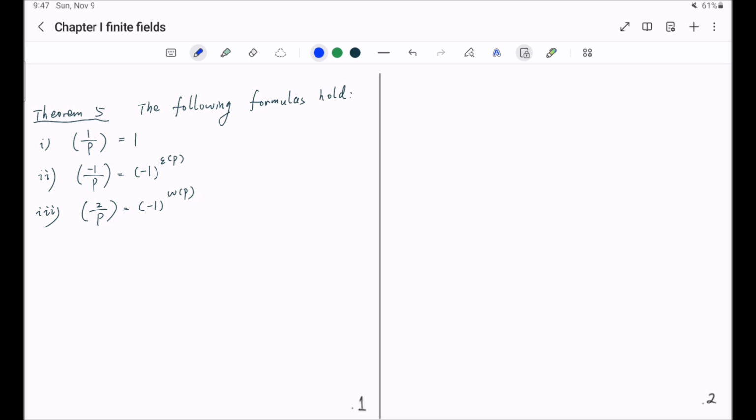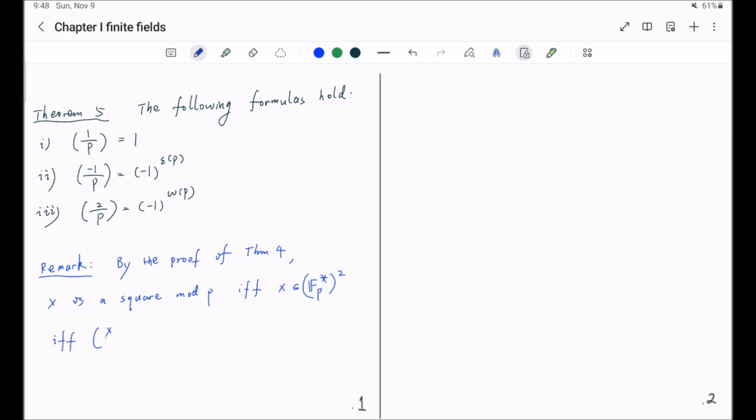Finally, we make a remark for our theorem 5. By the proof of our theorem 4, we know that x is a square mod p if and only if x is in here by our notation, if and only if the Legendre symbol of x mod p is equal to 1. So theorem 5 can be rephrased as follows.